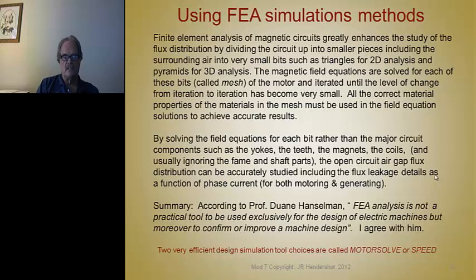This allows the open circuit air gap flux distribution to be accurately studied, including flux leakage details as a function of phase current for motoring and generating. Flux leakage occurs in and around air gaps or through saturated portions of the magnetic circuit. The flux leakage is really caused by high currents in the electromagnet, primarily.